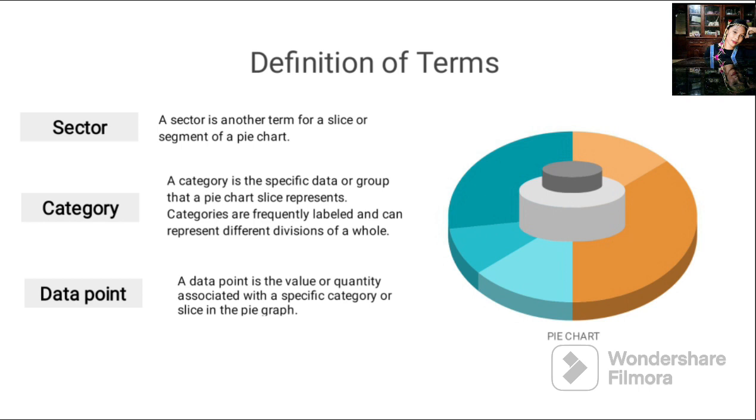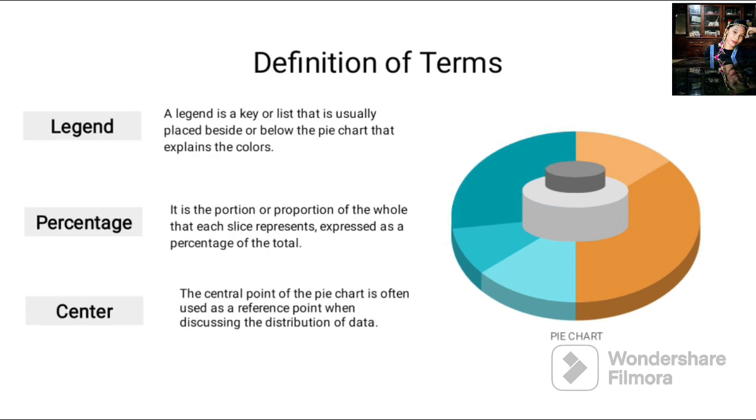The next is data point. So data point is a value or quantity associated with a specific category or slice in the pie graph. The next is a legend. So a legend is a key or list that is usually placed beside or below the pie chart that explains the colors. The next is percentage. So it is the portion or proportion of the whole that each slice represents, expressed as a percentage of the total.